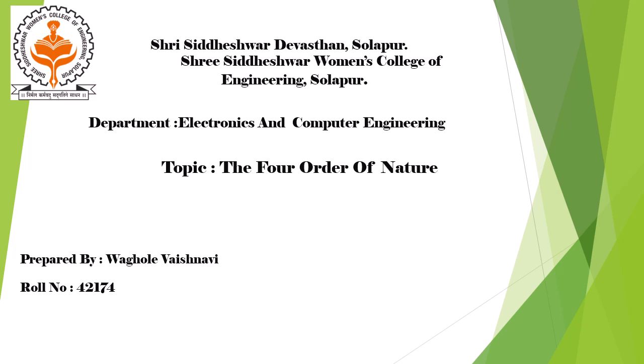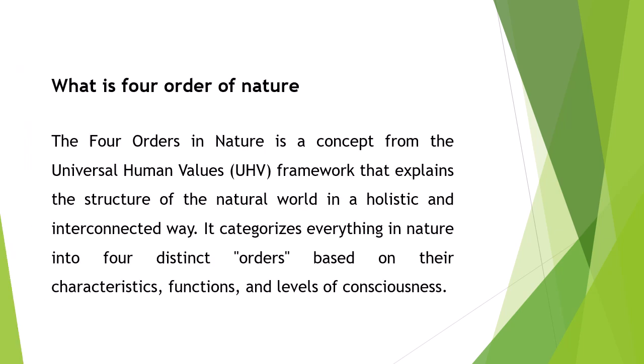Today I will explain the four orders of nature. Let's start. What is the four orders of nature? The four orders in nature is a concept from the universal human value framework that explains the structure of the natural world in a holistic and interconnected way. It categorizes everything in nature into four distinct orders based on their characteristics, functions, and level of consciousness.